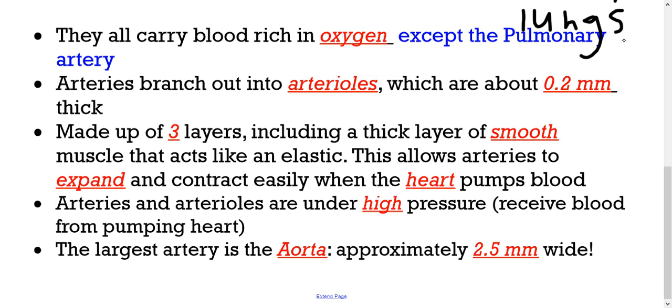Because the heart is pumping directly into arteries and arterioles, there's a lot of pressure. So they're under high pressure. They receive that blood from the pumping heart, so they have to be elastic to expand to withstand that kind of pressure. The largest artery in our body is called the aorta, and it's about 2.5 millimeters wide.